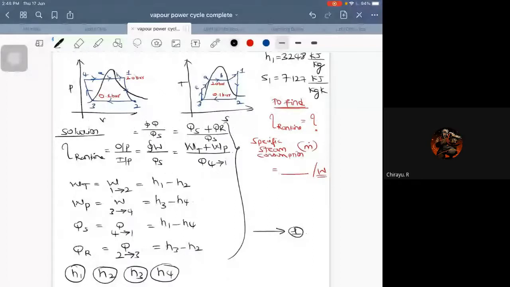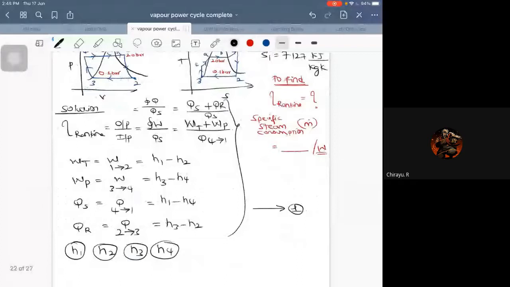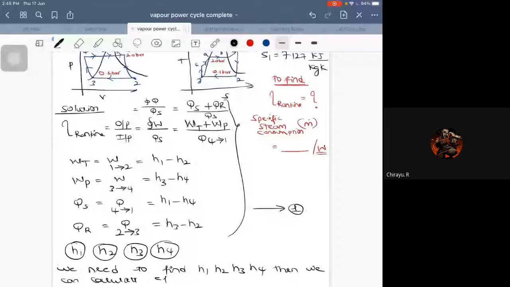So we will try to calculate one by one. What I will write is this sentence: we need to find H1, H2, H3, H4, then we can calculate the efficiency of the Rankine cycle.